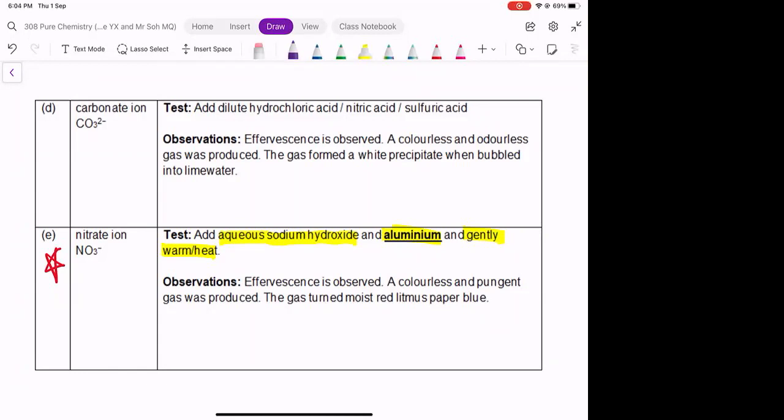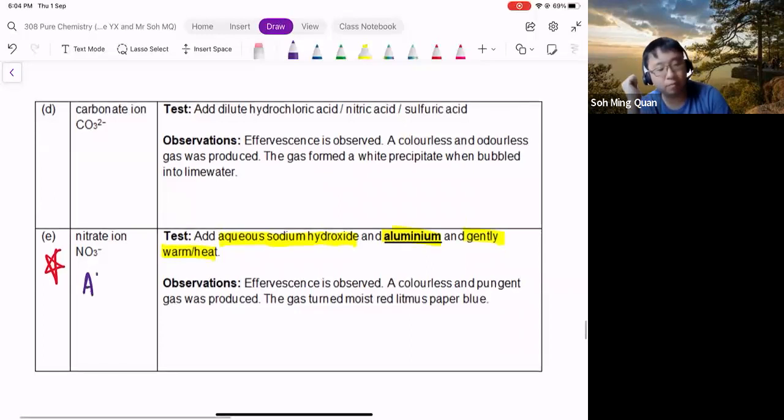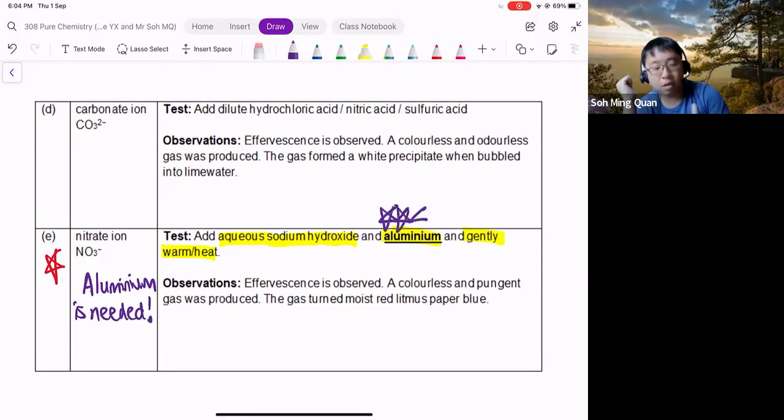Is it ammonium ion? Yes. Ammonium ion is almost the same, right? Add aqueous NaOH, then warm gently. So what's so special about nitrate? What did we add? What's the special ingredient? The special ingredient that tells you the nitrate test is aluminium. The moment you read aluminium foil, aluminium means it's a nitrate test.